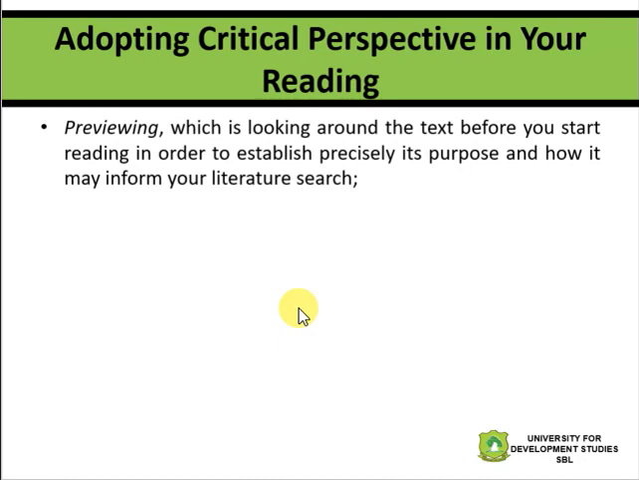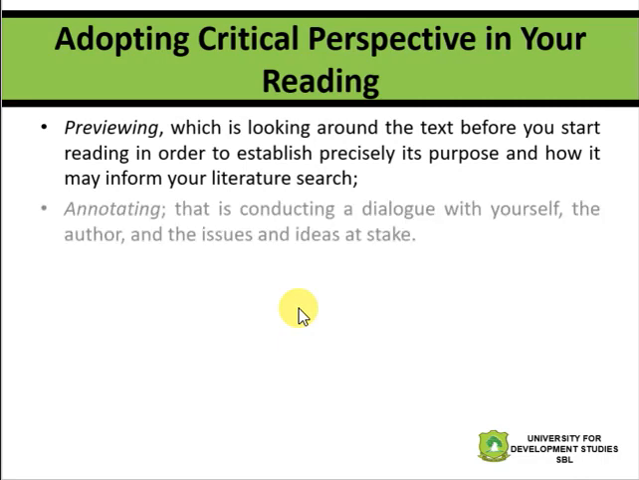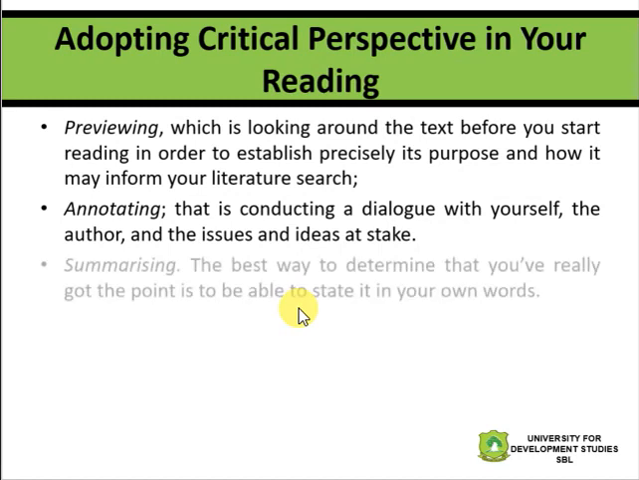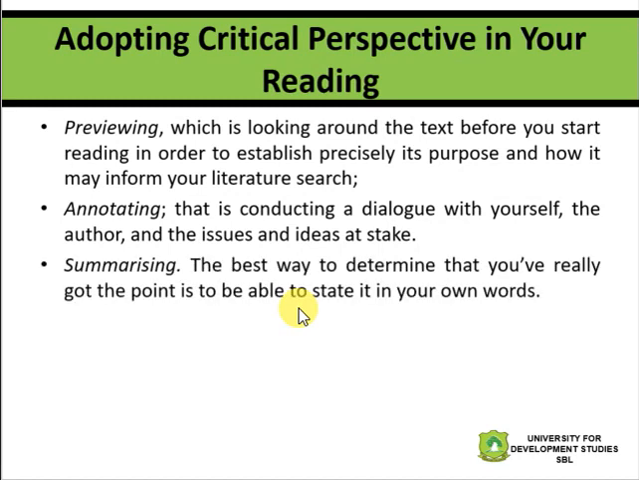Now, when you have done that, the next thing is to be able to annotate. And annotation will involve what? Conducting a dialogue with yourself, the author, the one who wrote the paper, and the issues and ideas in the paper that are at stake in terms of what you want to research. When you are able to do this annotation process, you may also engage in what we call summarizing. And the best way to determine what you really have gotten to this point is to be able to state whatever you have seen in your own way. So you can annotate by underlining certain things in the article, either by using a highlighter, a marker, or something, and then after that you will then summarize it.